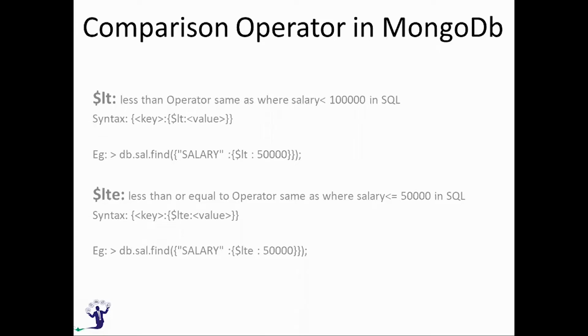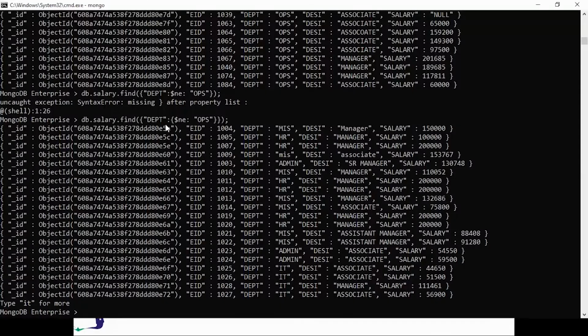Then we have less than. LT is for less than. So I want all where the salary is less than 100,000, all the documents in which the salary is less than 100,000.